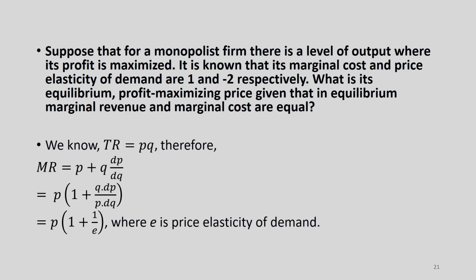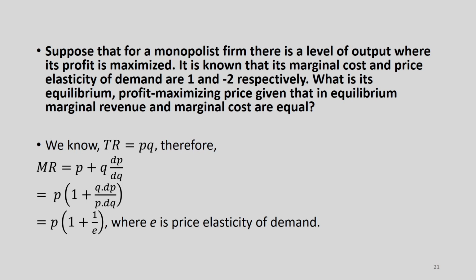Okay, this is a related problem. Suppose that for a monopolist firm, there is a level of output where its profit is maximized. It is known that its marginal cost and price elasticity of demand are 1 and -2 respectively.